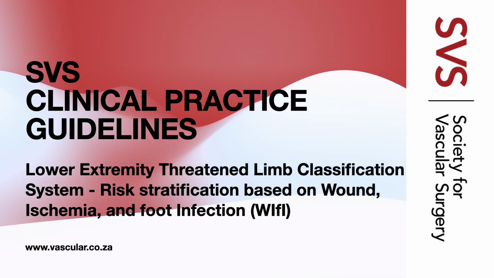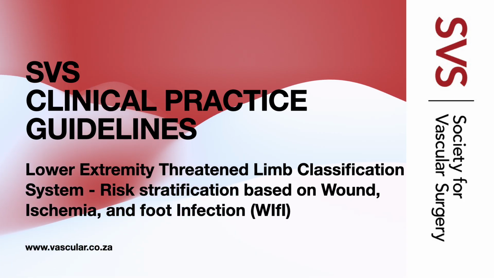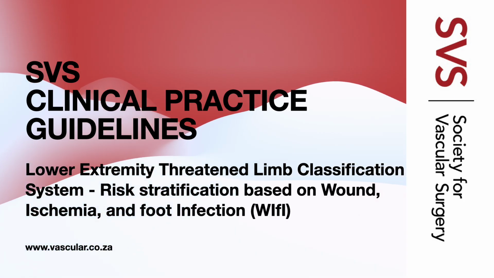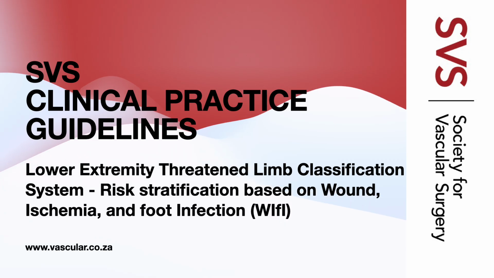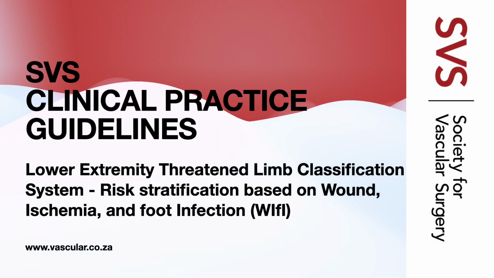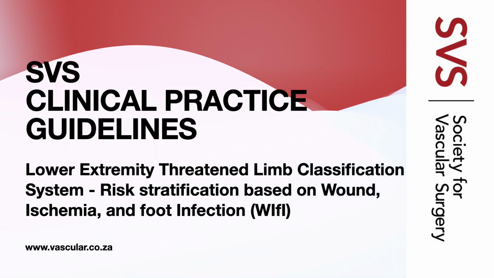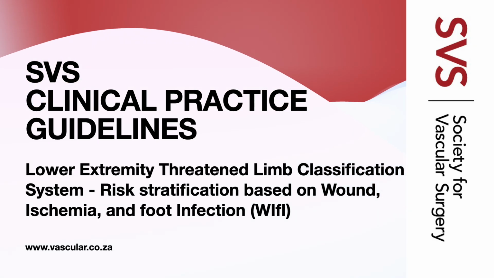The aim is to provide a consistent language for patient stratification, much like the tumor node metastasis system does for cancer. This should pave the way for more meaningful outcomes analysis and improved clinical trial design in this very complex patient population. This framework truly reflects the multifactorial nature of limb threat, acknowledging that ischemia is just one critical component among a triad of factors driving the risk of limb loss.